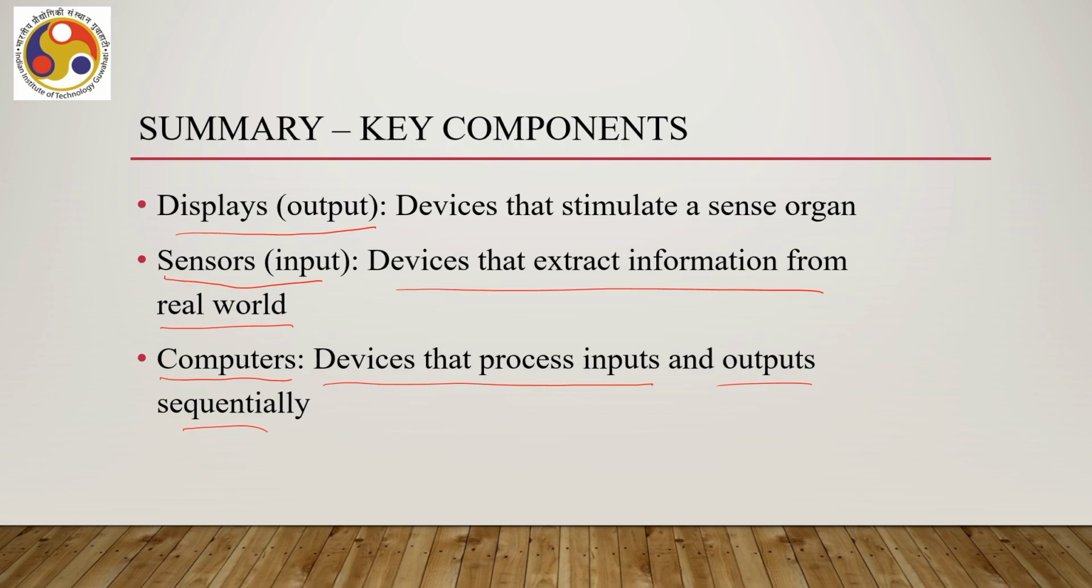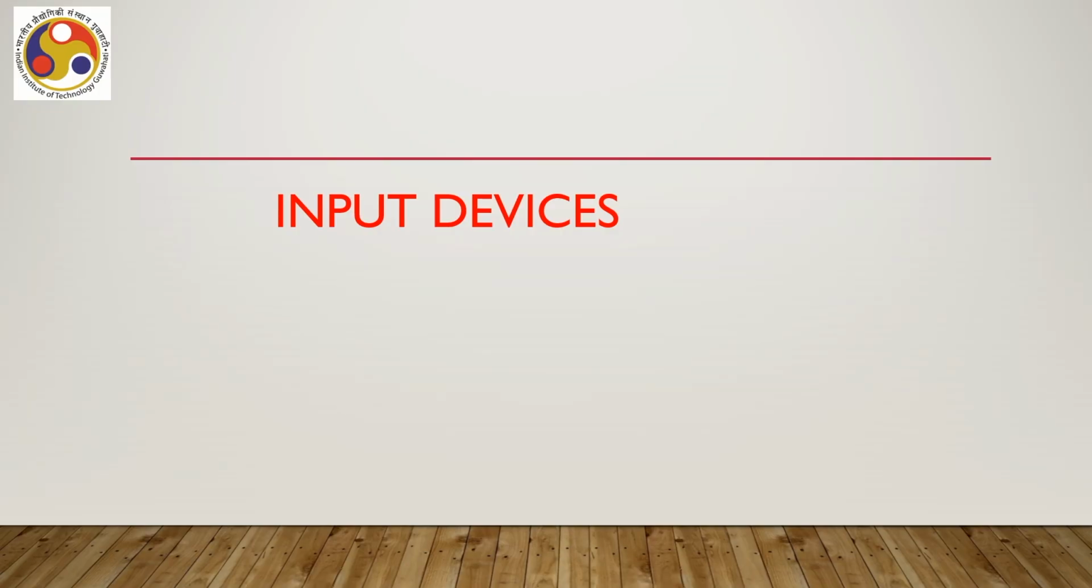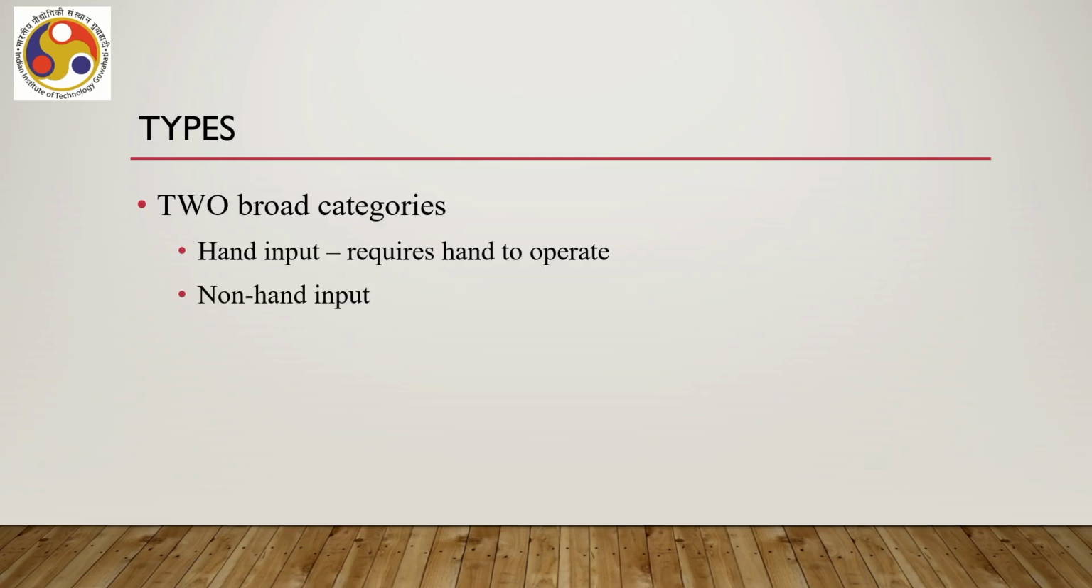Now, let us go a little deeper into each of these categories of hardware. So, let us start our discussion with the input devices. Broadly, there are two types of input devices typically used in a VR environment. One is the hand input devices. Obviously, these require a hand to operate. Other devices can be categorized as non-hand input, where we do not require the hand to operate those devices.